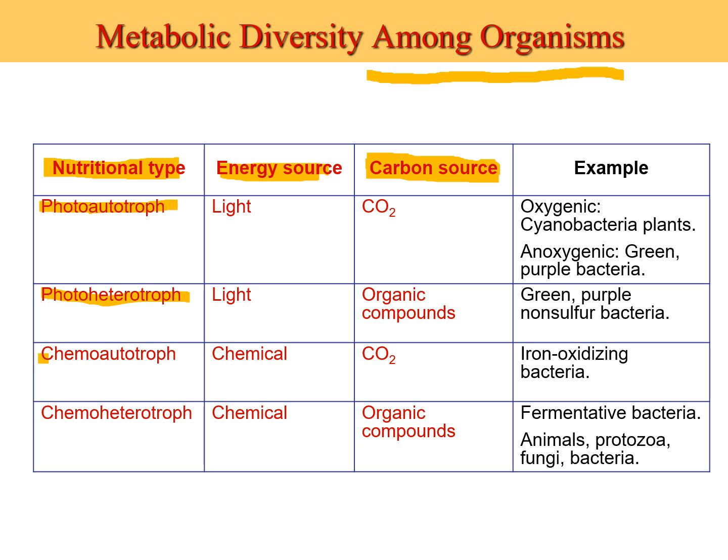photoheterotrophs, chemoautotrophs, and chemoheterotrophs, where the first term, photo, refers to the energy source. The other choice is chemo. So that's for the energy source, whether they're using light or chemical compounds, like organic molecules. And the second part of it is the carbon source, whether it's auto or hetero.